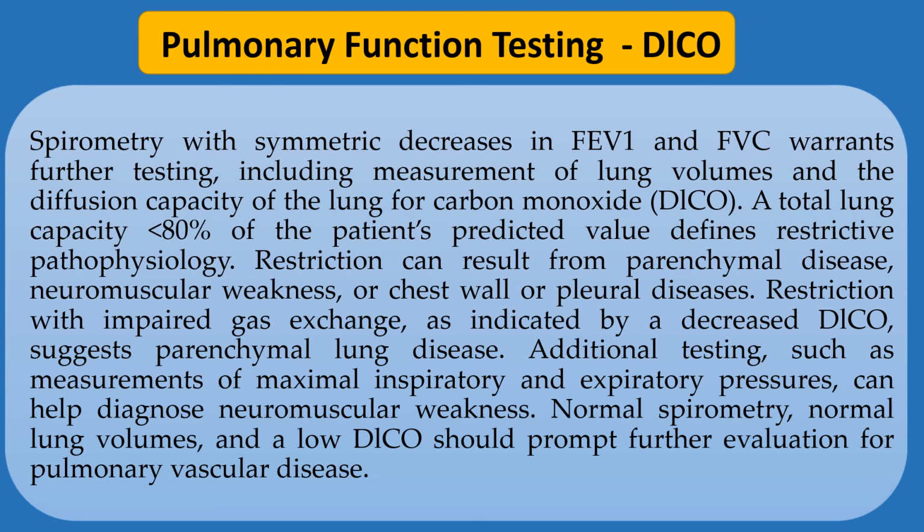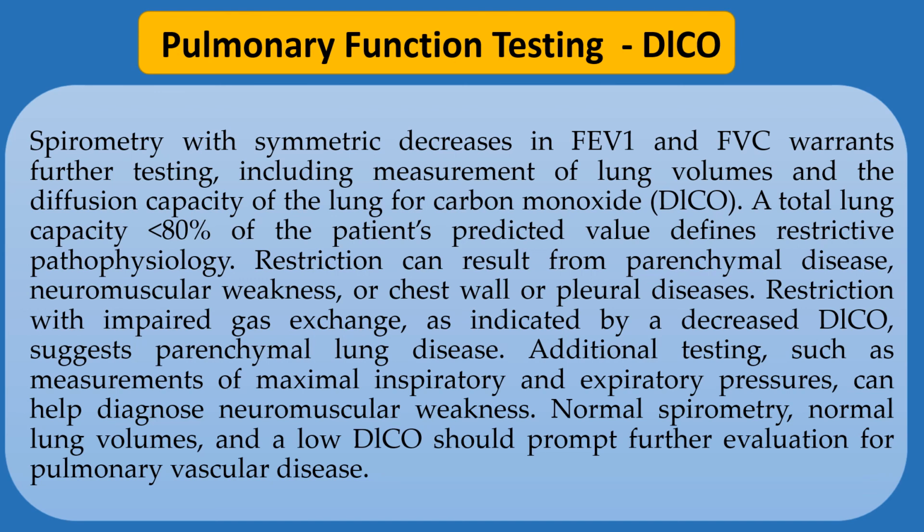Next test, pulmonary function test called DLCO. Spirometry with symmetric decreases in FEV1 and FVC warrants further testing, including measurement of lung volumes and the diffusion capacity of the lung for carbon monoxide, called DLCO. A total lung capacity less than 80% of the patient's predicted value defines restrictive pathophysiology.